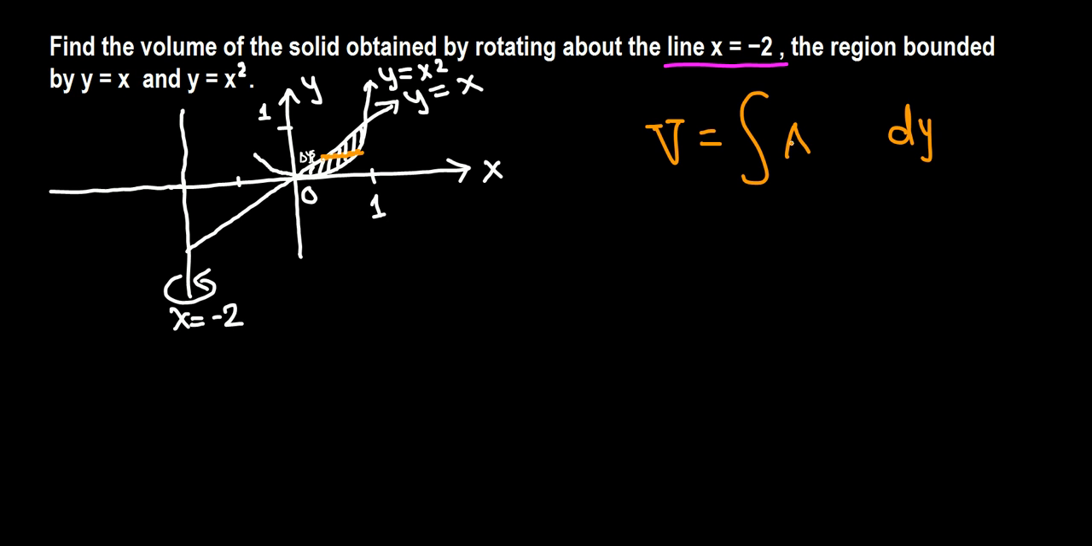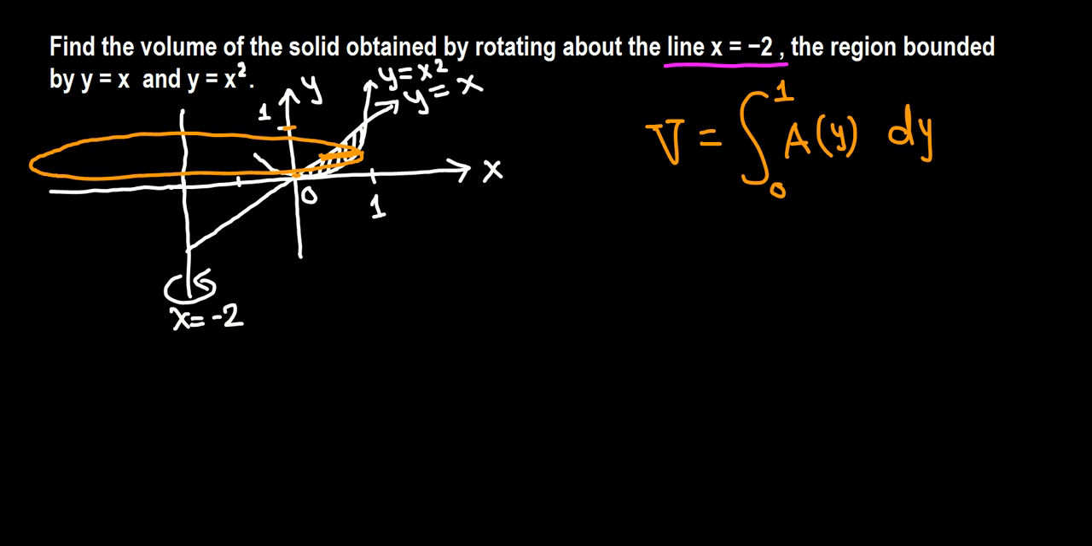And this small slice can be taken anywhere, from here to here, so from 0 to 1. This will be the volume formula that we will be using later. So we need to find the area of the washer when we rotate this sample slice about this line. Let me erase this part.